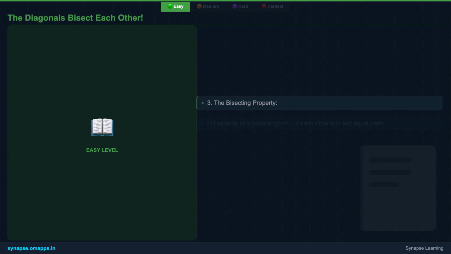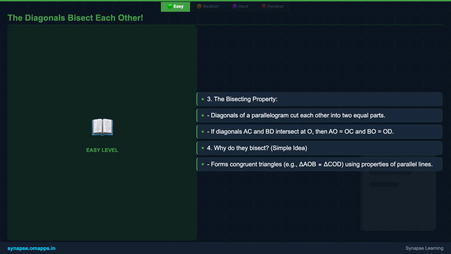The key property we are exploring today is that the diagonals of a parallelogram bisect each other. What does bisect mean? It simply means to cut into two equal halves. So, when the diagonals AC and BD intersect at a point, let's call it O, then O divides AC into two equal parts, AO and OC. Similarly, O divides BD into two equal parts, BO and OD.